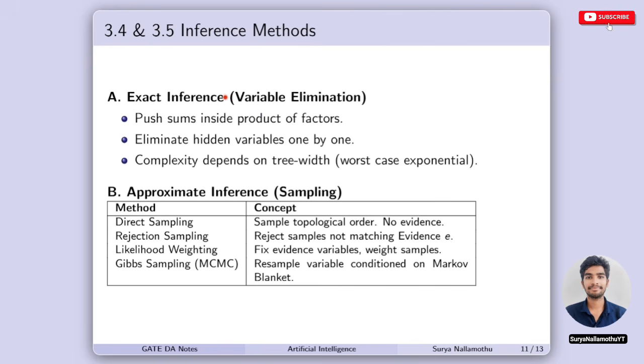Next, 3.4, the inference methods. These are the inference methods we have. Exact inference: variable elimination. Here we push sums inside the product of factors and eliminate hidden variables one by one. By following these steps, pushing sums and eliminating hidden variables, the complexity depends on the tree width. Based on these conditions, follow exact inference, which means variable elimination is followed here. Approximate inference means the methods direct sampling, rejection sampling, likelihood weighting, Gibbs sampling. These methods are followed in approximate inference.